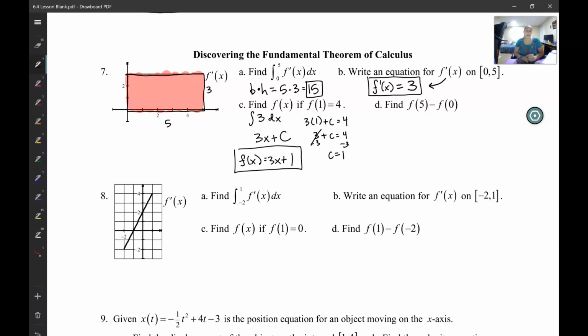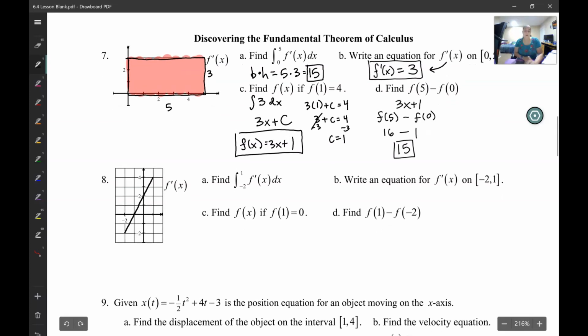Okay? Now, next step, it says I want to find f of 5 minus f of 0. So they're getting those numbers from the upper and lower limits. So I'm going to take my antiderivative, 3x plus 1, and I'm going to find f of 5 minus f of 0. F of the upper limit minus f of the lower limit. Sorry, other way around. So let's plug 5 in. 3 times 5 plus 1 is 16. Minus f of 0, 3 times 0 plus 1 is just 1, and 16 minus 1 is 15.